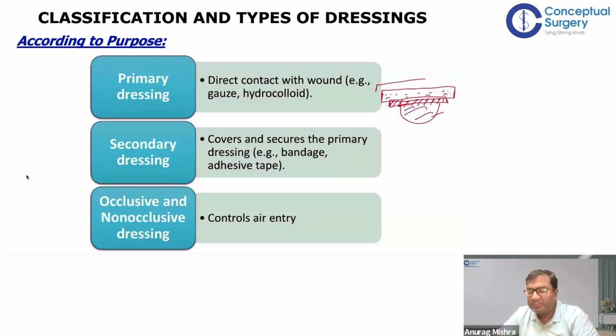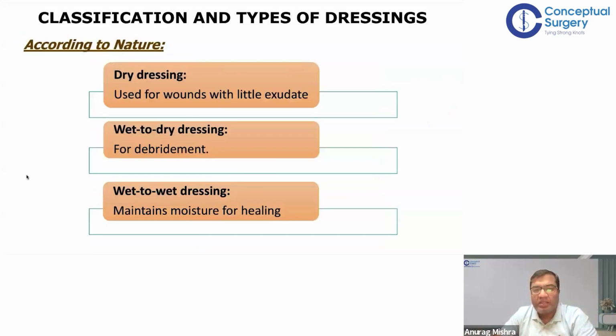And then sometimes, not always, we apply an occlusive dressing. In some cases, we have to apply an occlusive dressing, which will not allow the wound to have contact with anything outside. Generally these are plastic sheets or tapes which we apply over that. So these can be the various parts of a dressing.